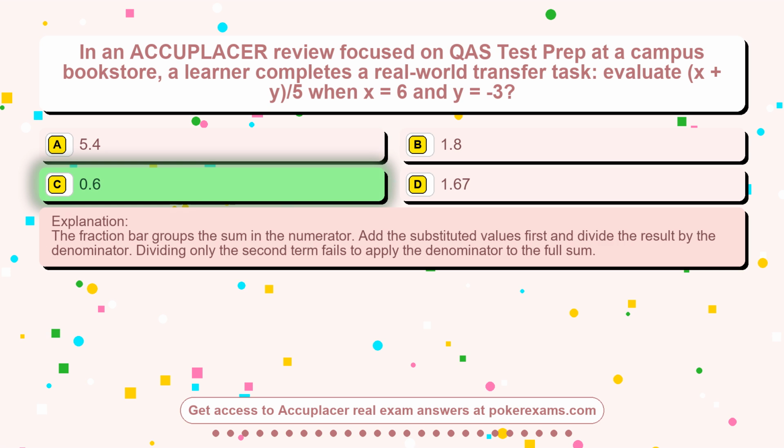The fraction bar groups the sum in the numerator. Add the substituted values first and divide the result by the denominator. Dividing only the second term fails to apply the denominator to the full sum.